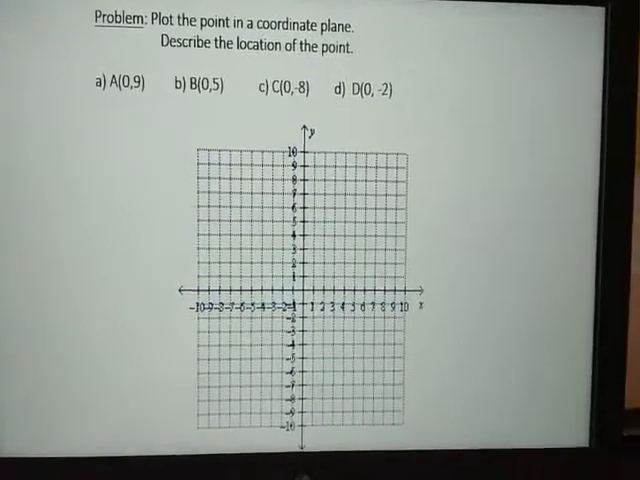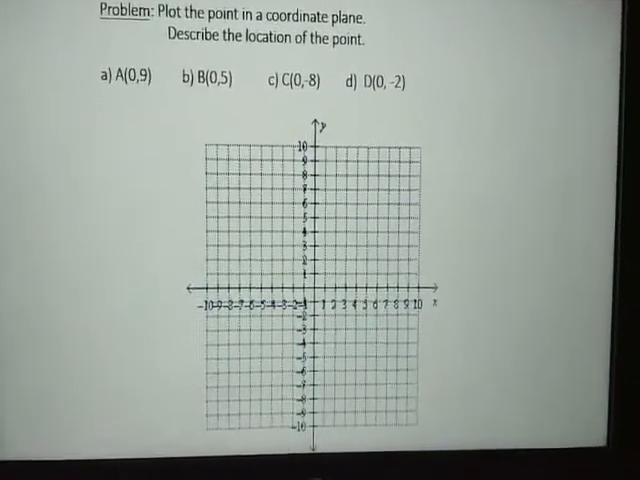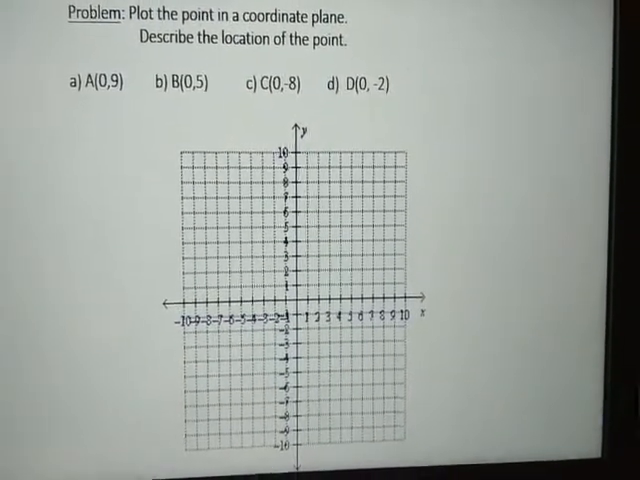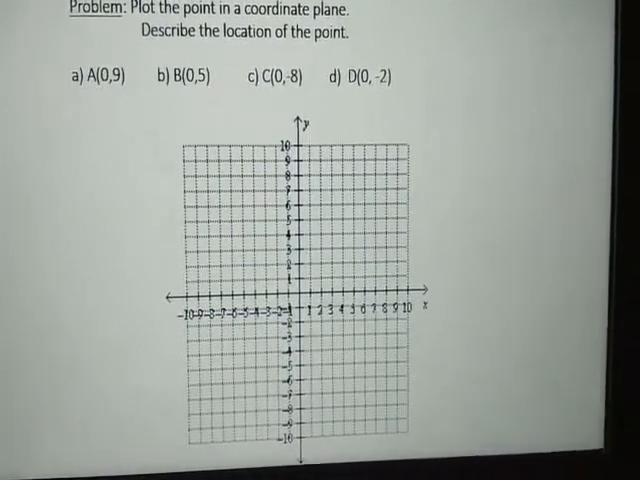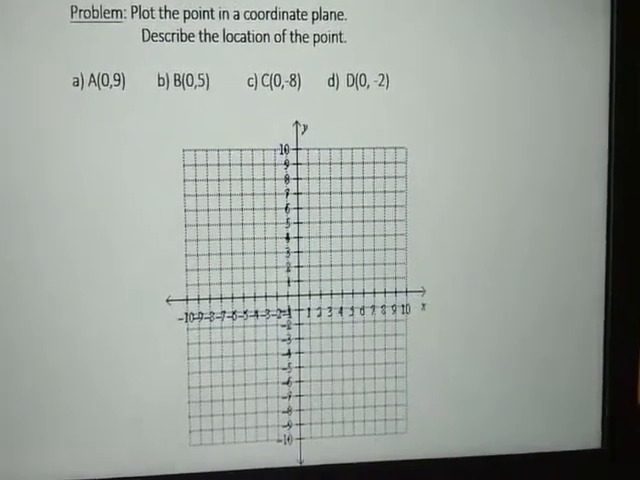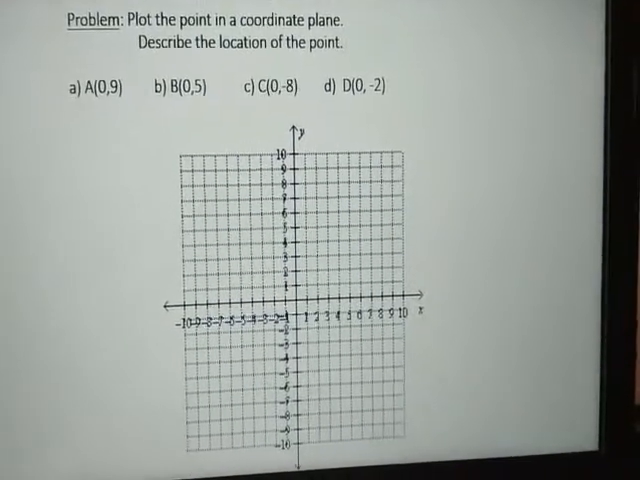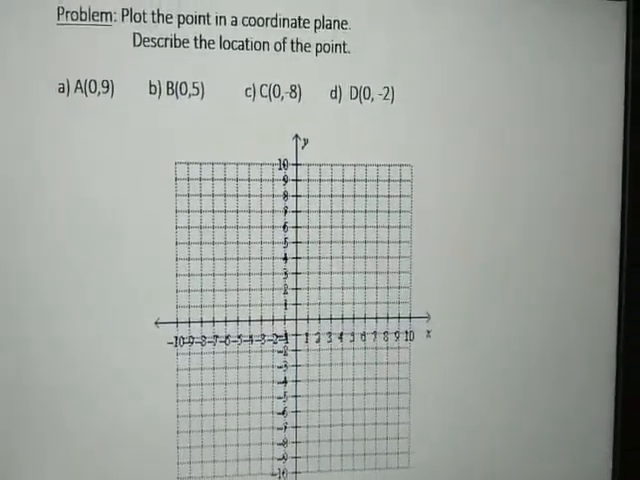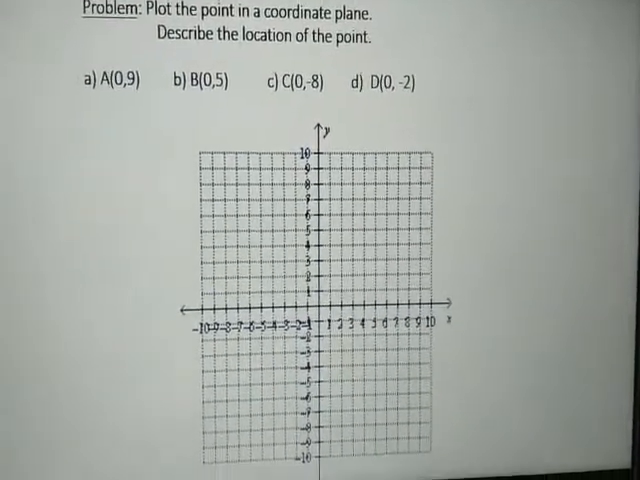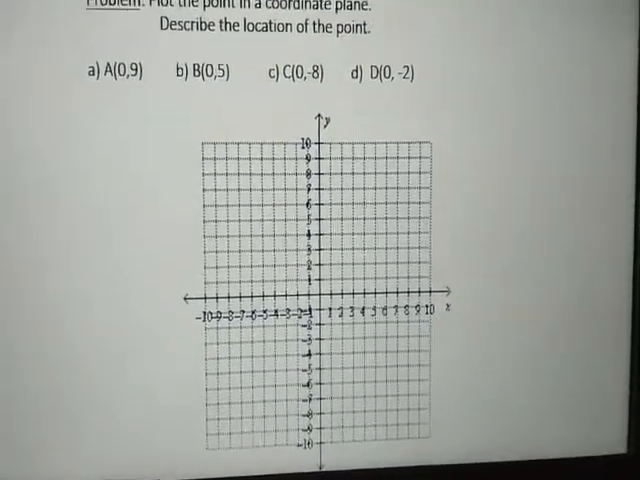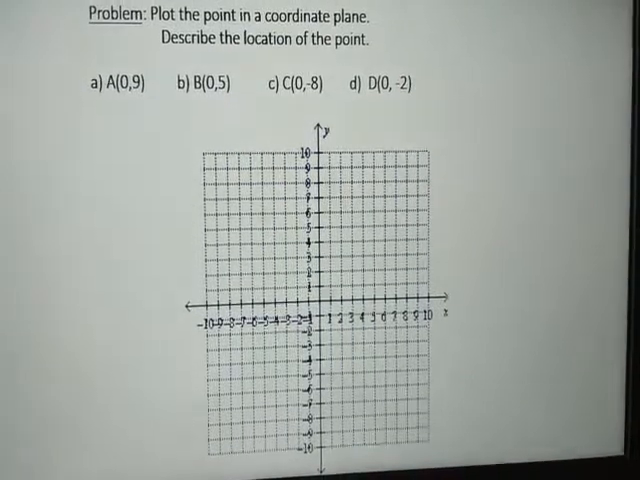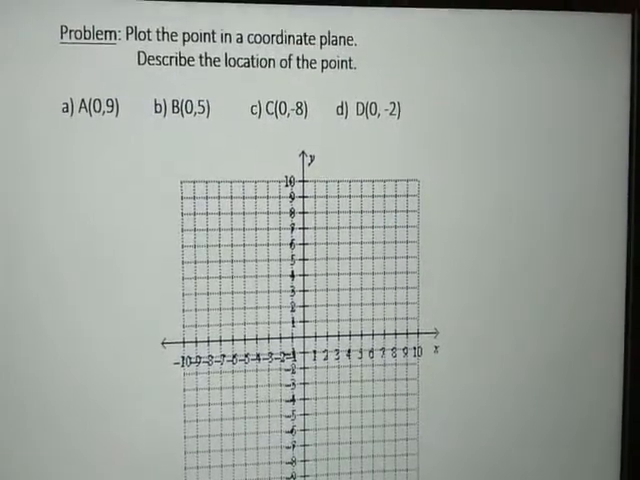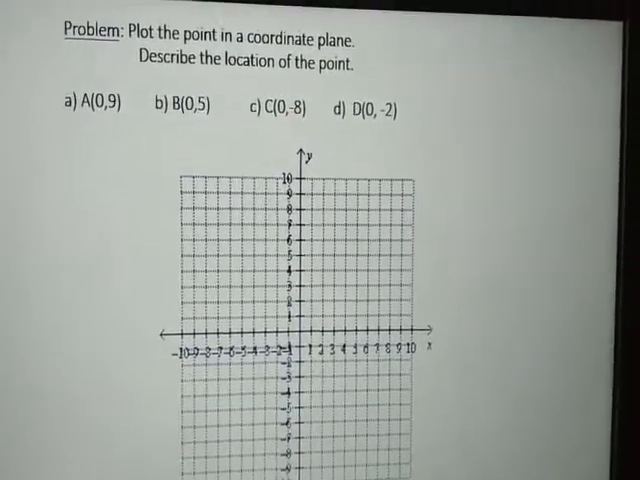Now let us learn how to write the equation of the x-axis and the equation of the y-axis. Children, see here, I have given you some points: (0, 9), (0, 5), (0, -8) and (0, -2). In these 4 points the abscissa value is 0 and the ordinates are different. In the first point the ordinate is 9, in the second it is 5, in the third it is -8, and in the fourth it is -2.